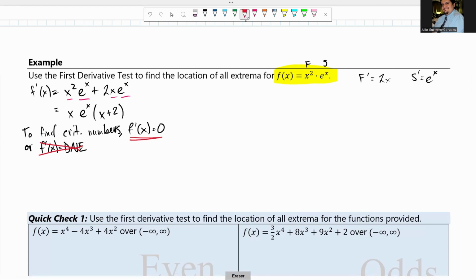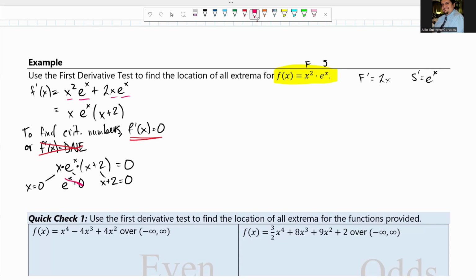So then I'm going to go ahead and do x e to the x times x plus 2. I need to find out when this is equal to 0. These are all multiplications. If I have a string of multiplications and it's equal to 0, that means one of the things is equal to 0. So either x is equal to 0, e to the x is equal to 0, or x plus 2 is equal to 0. One of these can't happen.